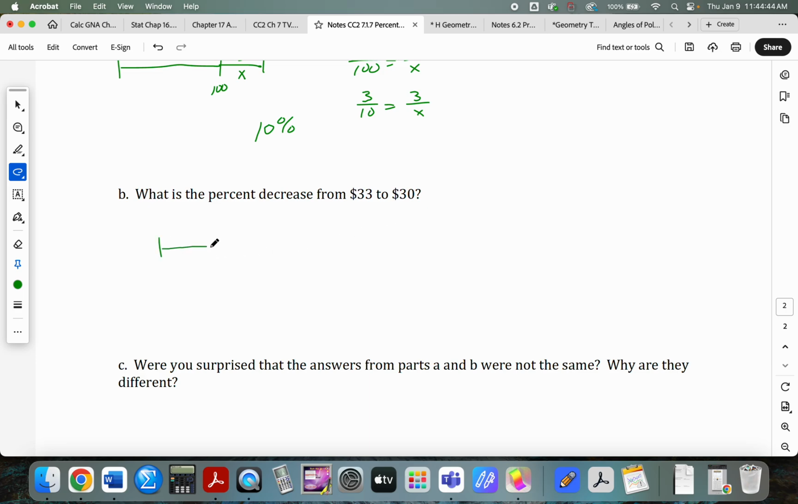Our original amount is $33. That's the 100%. We're decreasing it to $30, a decrease of $3, and I want to find this percent. This time I've got 3 over x is equal to 33 over 100. You could cross multiply and do this. Let's go ahead and do that. You're going to get 33x is equal to 300.